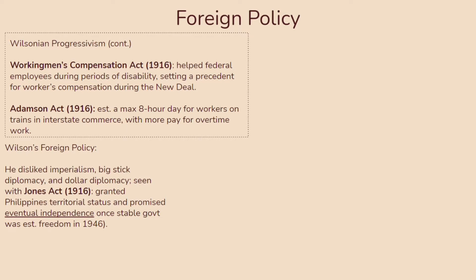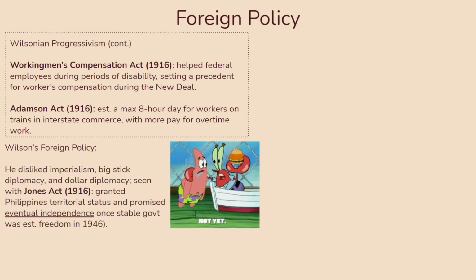And you really see this with the Jones Act of 1916. So this granted the Philippines territorial status and promised eventual independence once a stable government was established. And they eventually did get this freedom in 1946. But he's essentially telling the Philippines, wait, we'll get it.